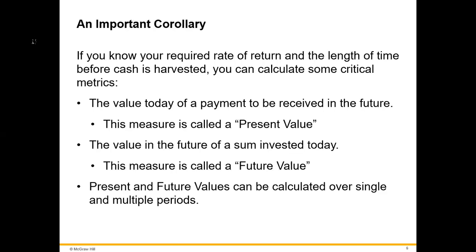So if you know your required rate of return, so what percentage you want to make on a dollar, and the length of time before you'll take the cash out, or I like the way they put it, before the cash is harvested, you can calculate some critical metrics related to your money. And the value today of a payment to be received in the future is called present value.